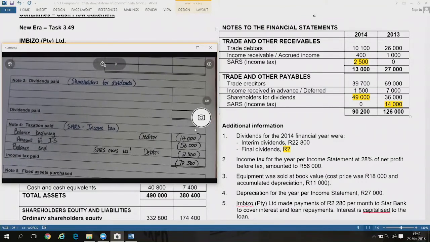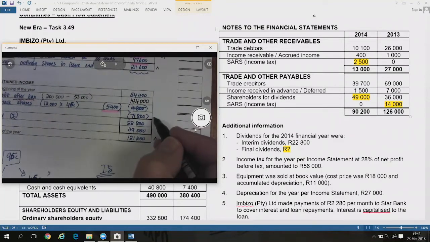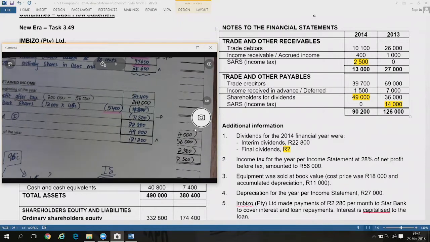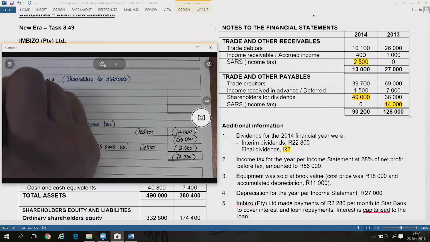Okay, for dividends, remember we've got the dividends amount in the retained income. It was given to us, not really given, but we worked it out as 71,800. That is the total dividends for the year. So the balance at the beginning of the year.